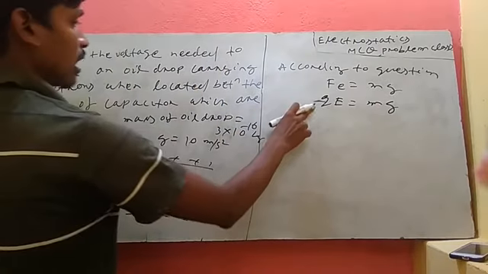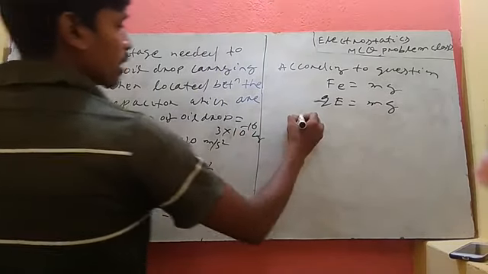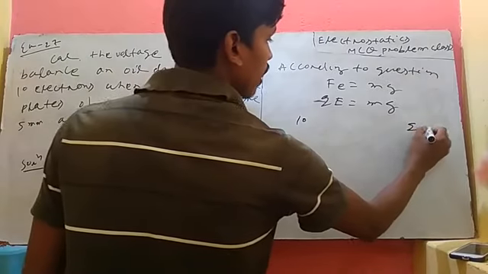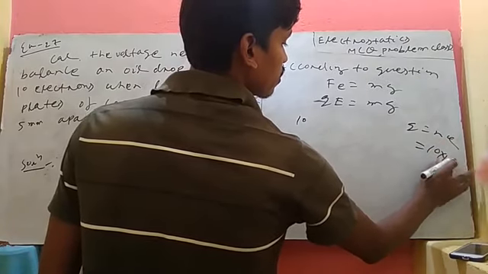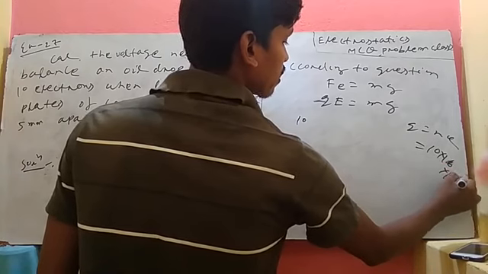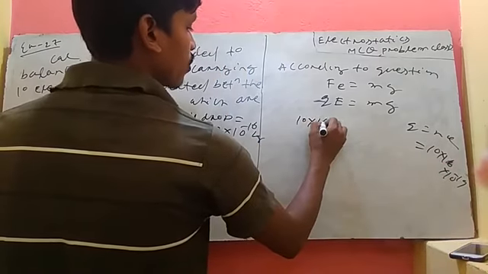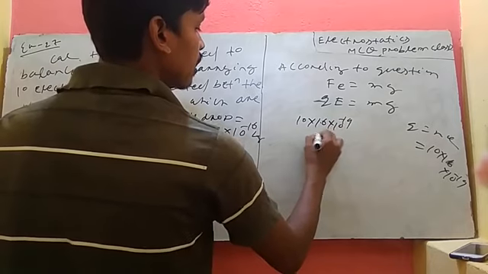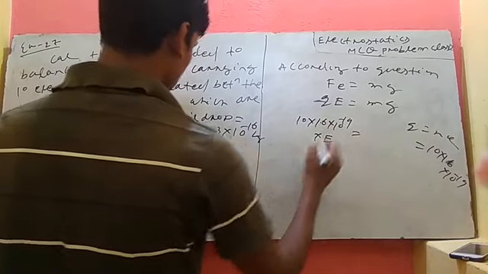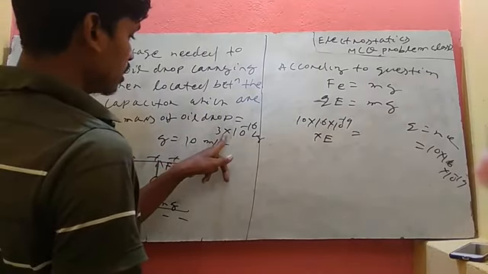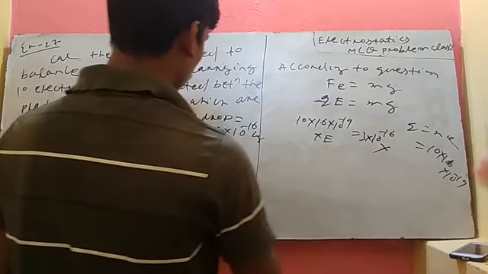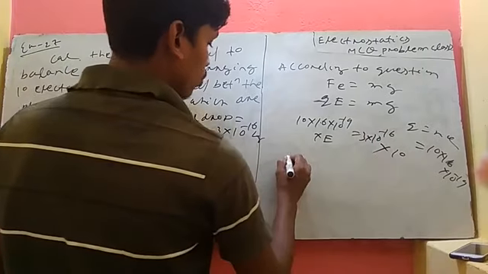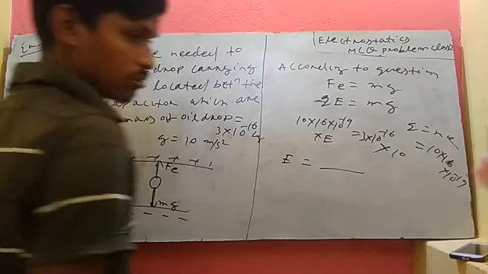q is the total charge of the electrons, 10 electrons are available. That means total charge q is equal to 10 into 1.6 into 10 to the power minus 19. So 10 into 1.6 into 10 to the power minus 19 into E is equal to mg. m is 3 into 10 to the power minus 16, and g is 10. So here E is not known.